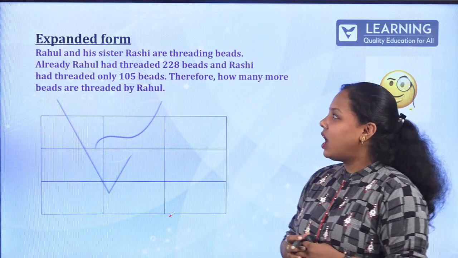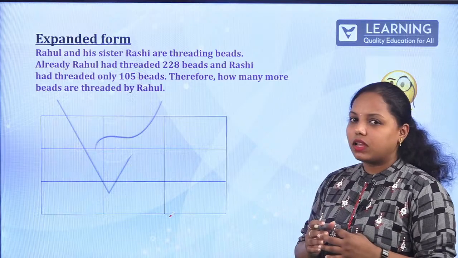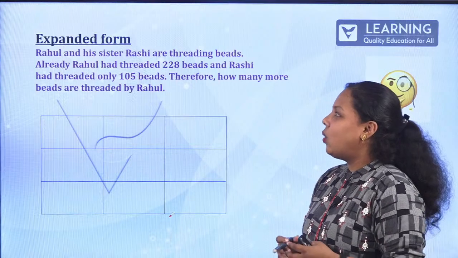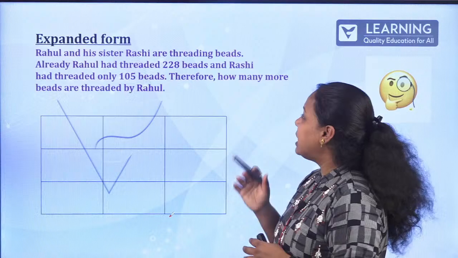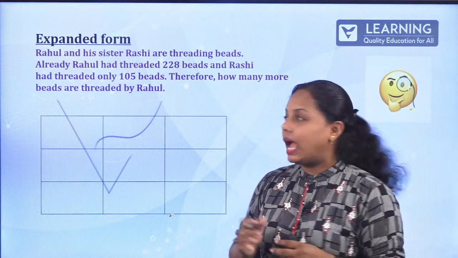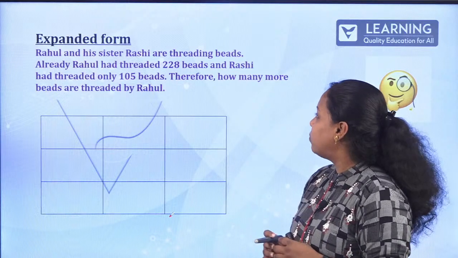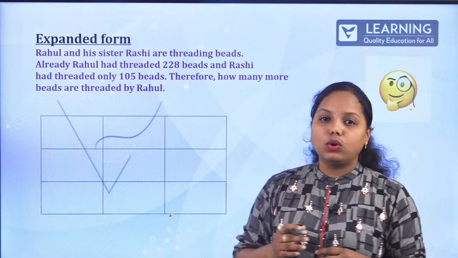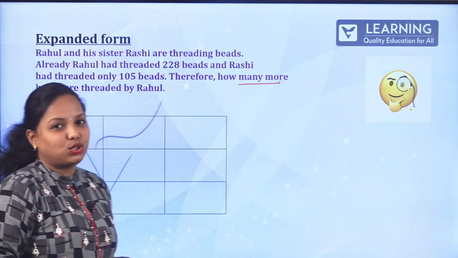Now Rahul and his sister Rashi are threading beads. I hope you know the meaning of threading beads. It's simple, normal English. Already Rahul had threaded 228 beads and Rashi had threaded only 105 beads. Therefore, how many more beads are threaded by Rahul? How many more? As soon as you get "how many more", it is subtraction itself.